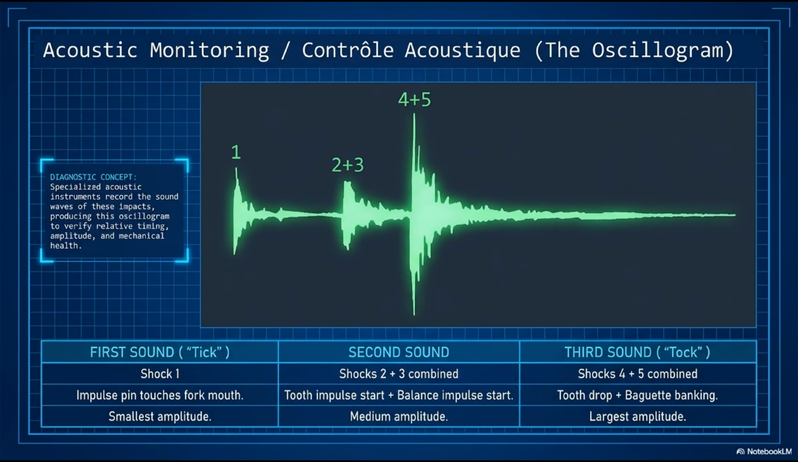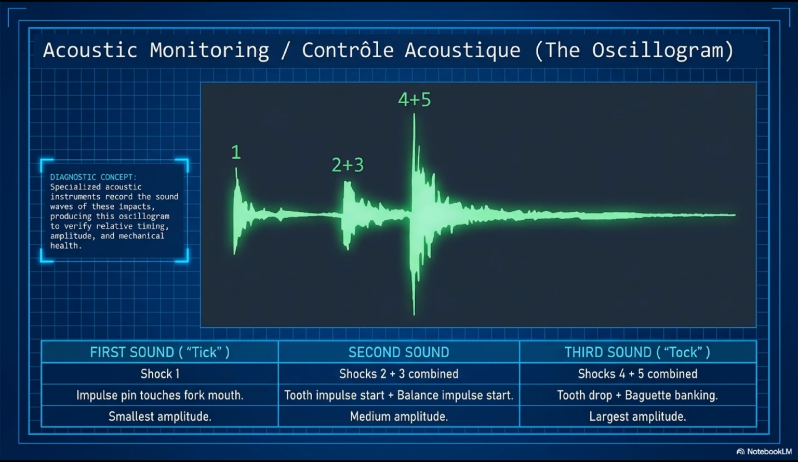And this slide shows what a healthy oscillogram looks like and how to read it. The instrument records sound pressure amplitude over time and displays it as a waveform. 3 distinct sound groups appear per complete tick-tock cycle. First sound: shock 1. The impulse pin touching the fork mouth at the start of unlocking. Smallest amplitude waveform on the left. A gentle contact at low relative velocity.